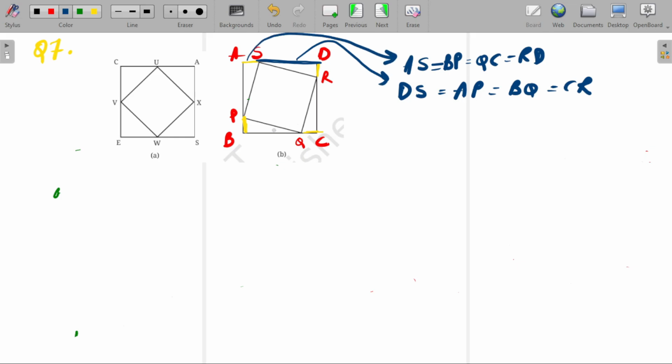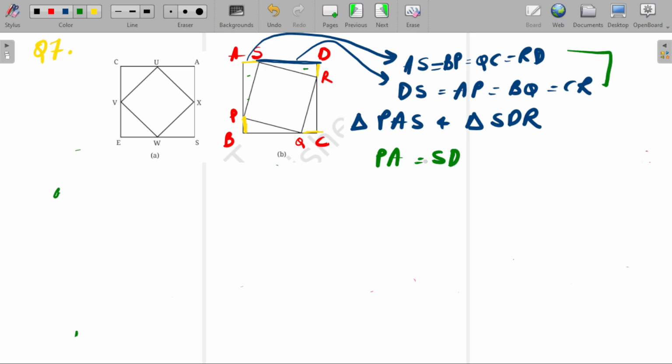Okay? So now the choice of the triangle. Now choose a triangle. We'll choose triangle PAS and triangle SDR. Two triangles PAS and SDR. Can you see that? This one and this one. These two triangles are to be chosen. And here, as you know, we need to find three parameters, right? PA is equal to SD, as we just discussed here, right?